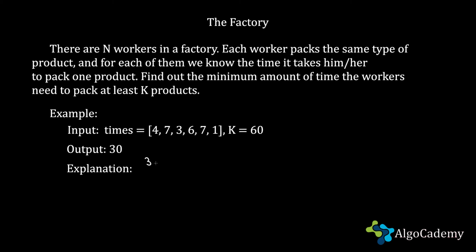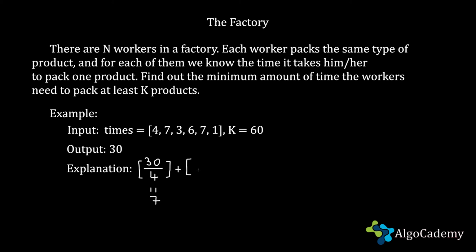So in 30 units of time, let's see how many products will the first worker pack. That is 30 divided by 4. And of course, because we can't pack like, I don't know, 1 product and a half or stuff like that, we have to deal with integers here. We are going to take the integer part of that, right? So we will have the integer part of 30 divided by 4, which is, of course, 7. So the first worker is able to pack 7 products in 30 units of time.